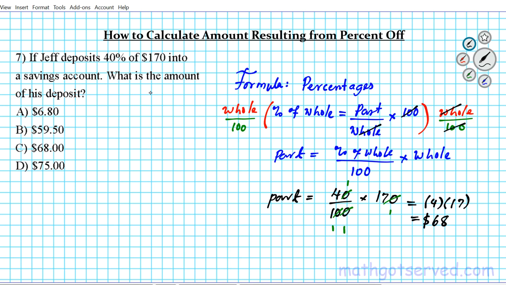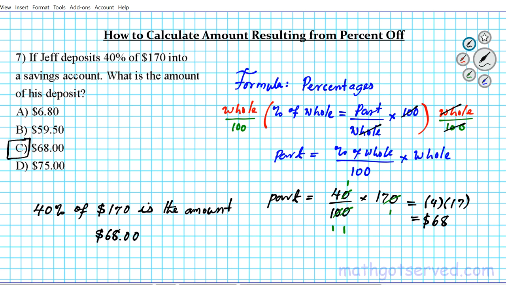So 40% of $170 is $68. Let's just write that down so you can understand exactly what just happened. 40%, the percent, of the whole $170 is the amount. What's the amount? $68. Ladies and gentlemen, the answer to question number 7 is option letter C.